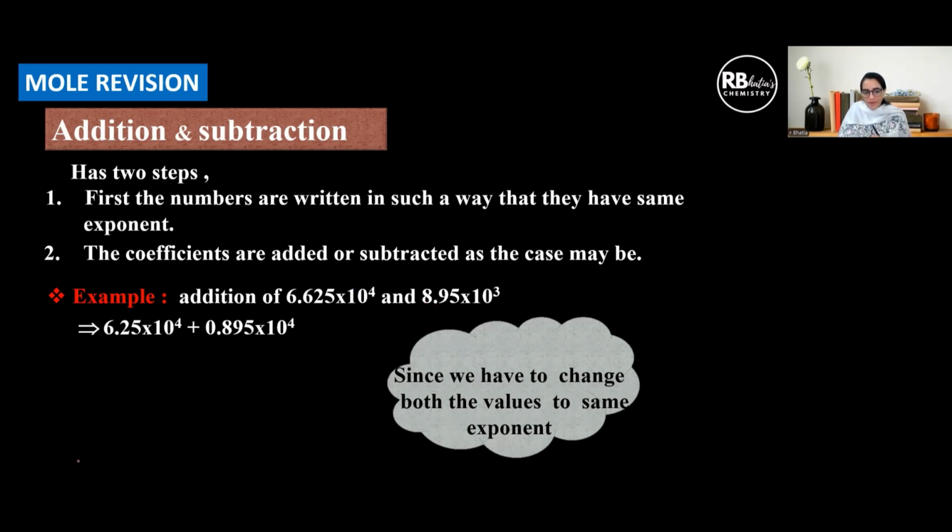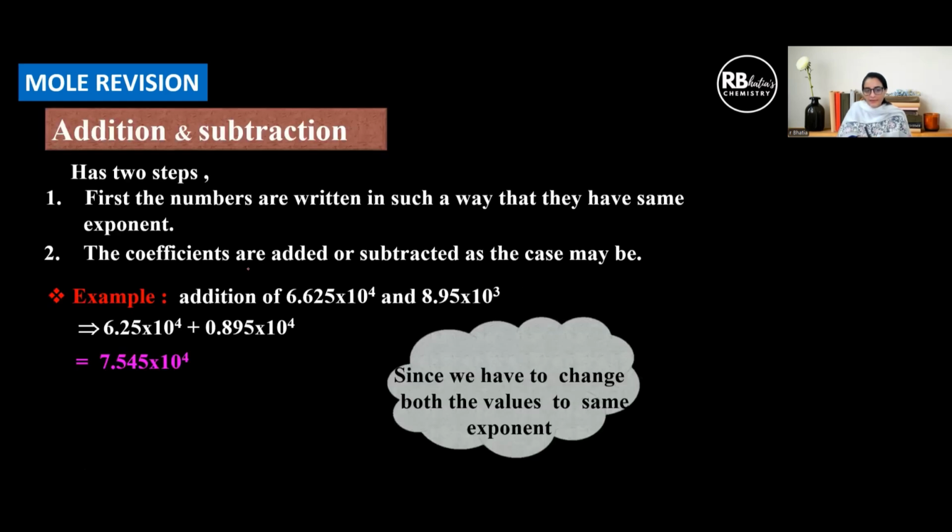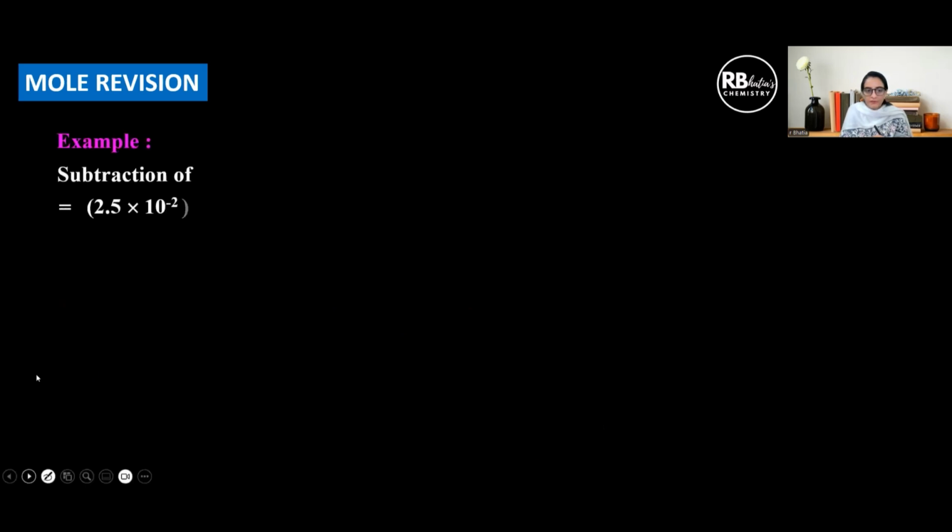I will bring both the powers the same and then take the power as common. 10 to the power 4 I'll take out as common. I'll be left with 6.25 plus 0.895. When I add these two numbers, I'll get 7.545 into 10 to the power 4. Right? So, in a nutshell, the method to add is: make the powers the same and then add the numbers. Clear? The same rule will be applicable for subtraction also.